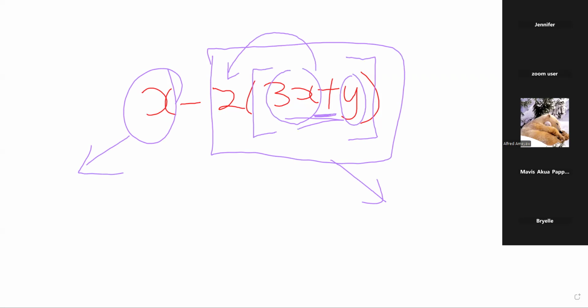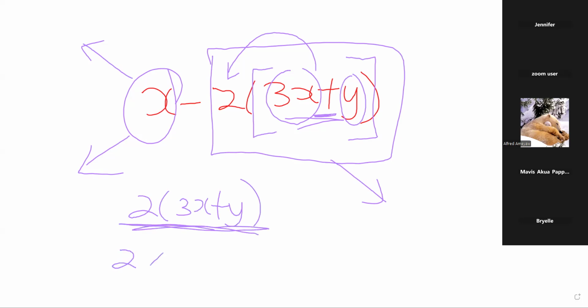Now, let's just ignore the first term and talk about the second term, 2 into bracket 3x plus y. This is a single term, but it has 2 parts. Why? Because it is 2 that is multiplying 3x plus what? y. So 2 parts of the term.